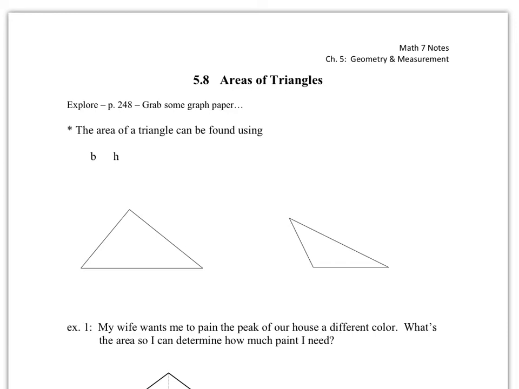So the area of a triangle can be found using a formula. And I've got some letters down underneath there, a B and an H. So A equals, area equals 1/2 of the base, so 1/2 times base times height. This is the formula for the area of a triangle that you need to memorize. Half of base times height.